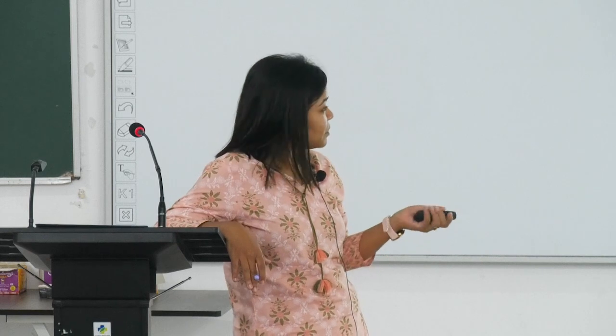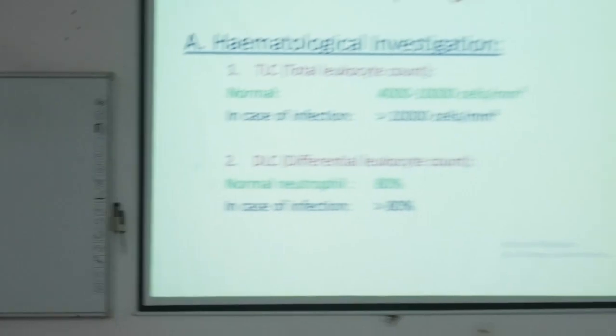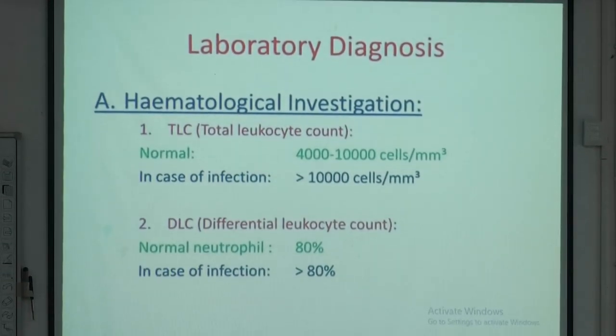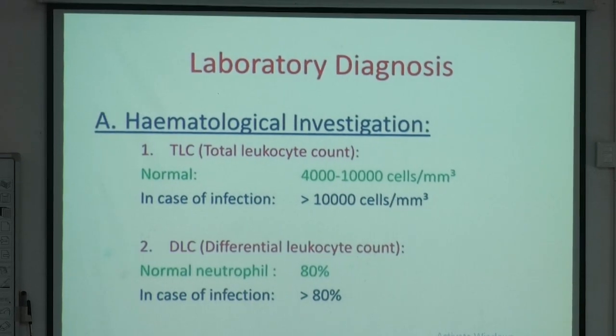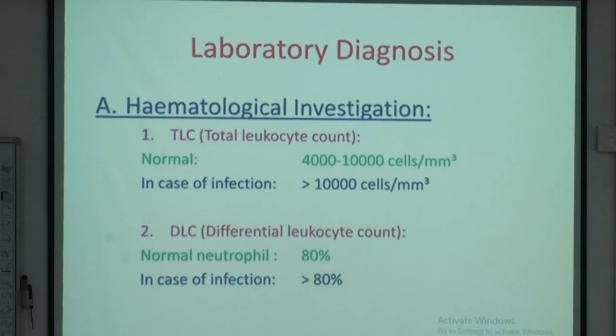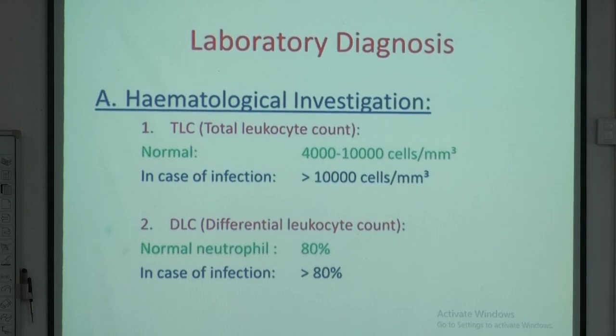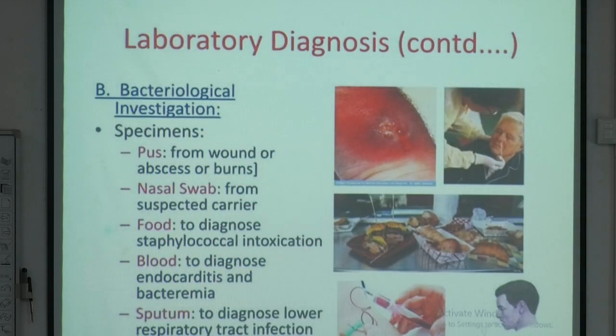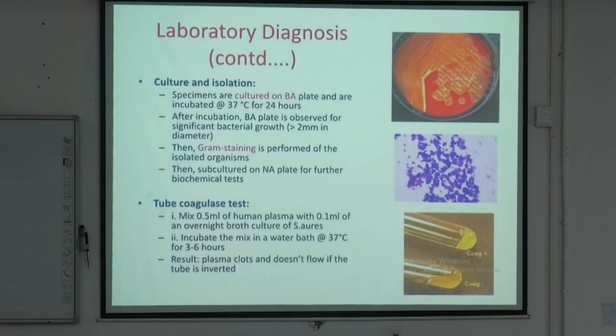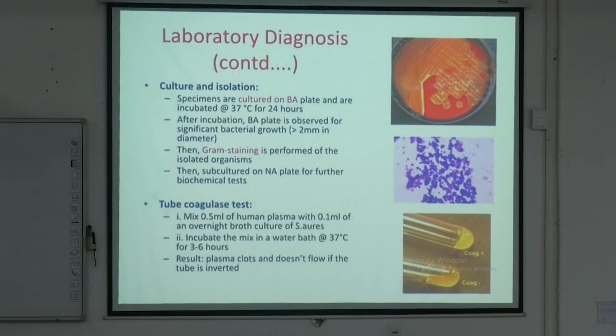Don't concentrate on any other facts of Gray's Anatomy, concentrate on the medicine part. Those who haven't seen it will understand later. So these are the lab diagnosis. I told you in any infection there is a raise of total leukocyte count, and a raise of neutrophils. These are the lab diagnosis.